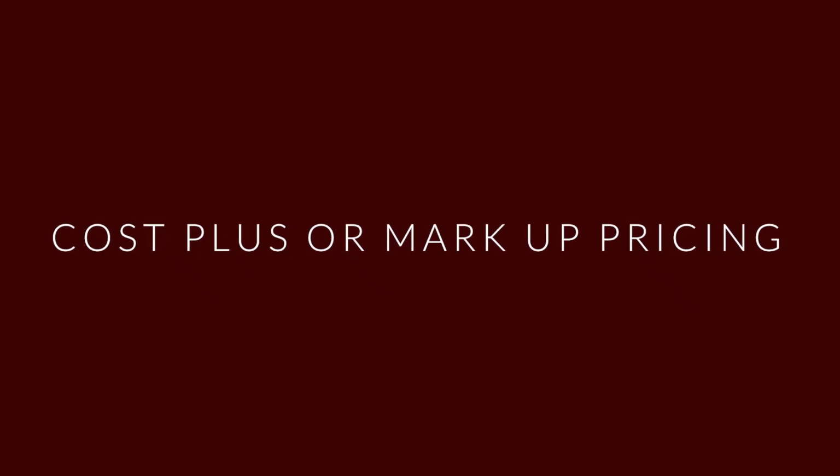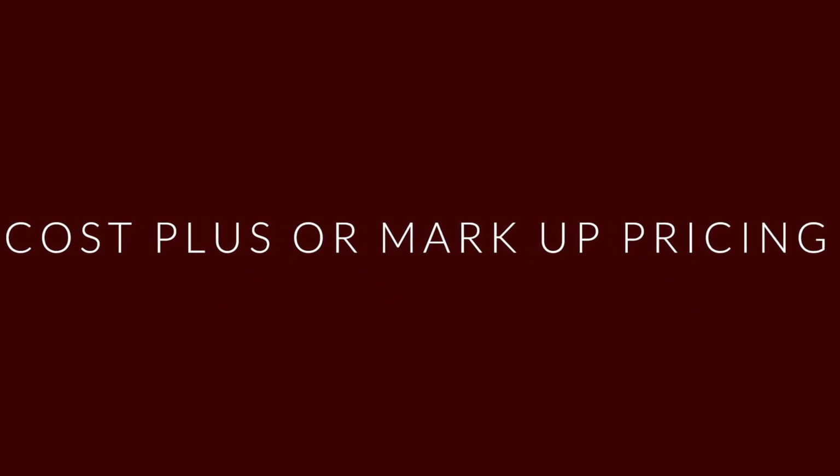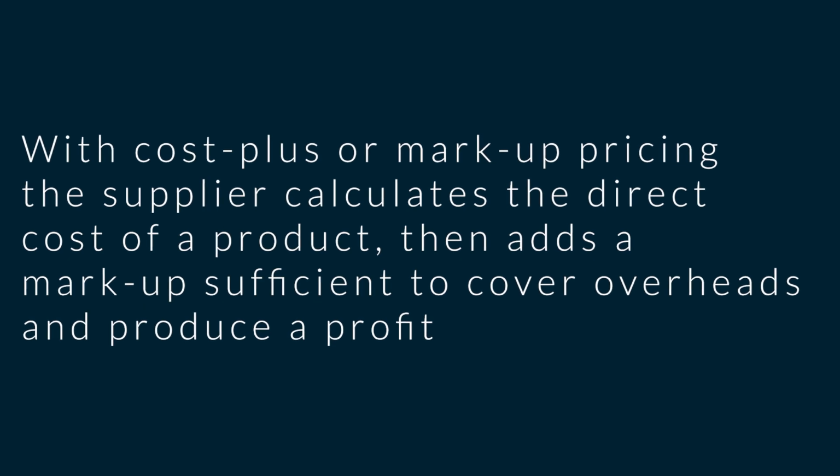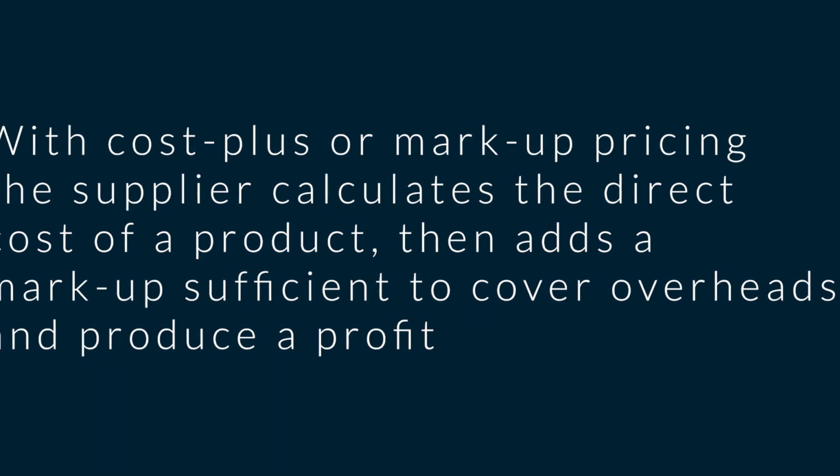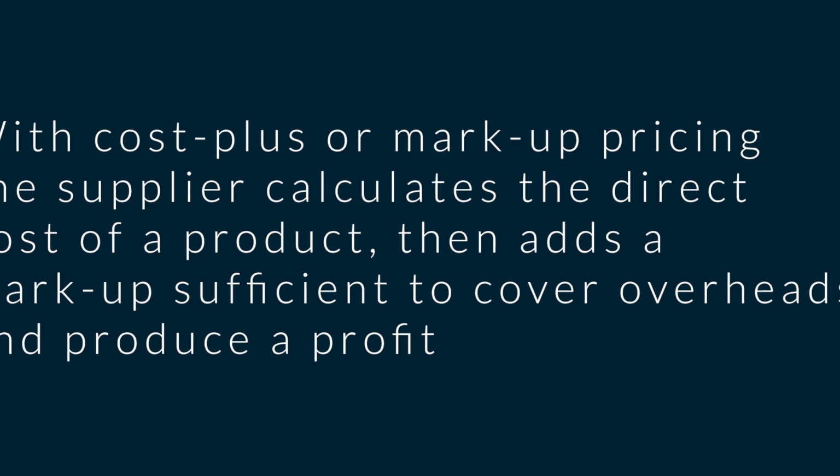Let's talk about cost plus or markup pricing. In this case, the supplier calculates the direct cost of a product and then adds a markup sufficient to cover overheads and produce a profit. So how does this work? If you're making a pen, the question becomes, what are the direct costs associated with producing this particular pen? All the costs directly associated with the production of the pen, which means the salary of the CEO is not directly attributed to the production of this pen. That becomes the overhead. So you first of all get all the direct cost.